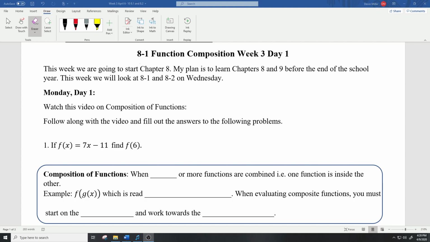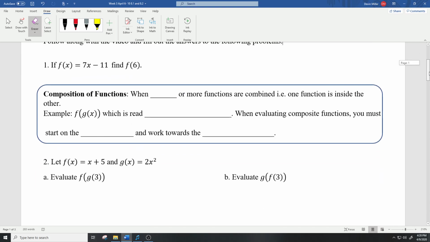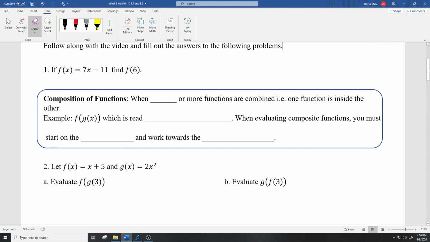So again, this is for week 3, day 1. We're going to start 8.1 called function composition. So first we're going to do a problem that's kind of like a review that hopefully you guys already know how to do, and then we'll start with the new stuff.